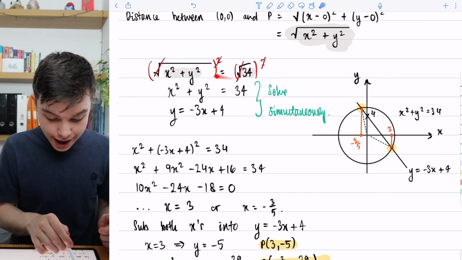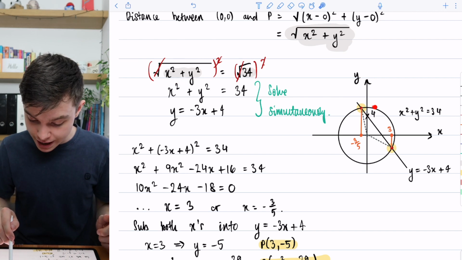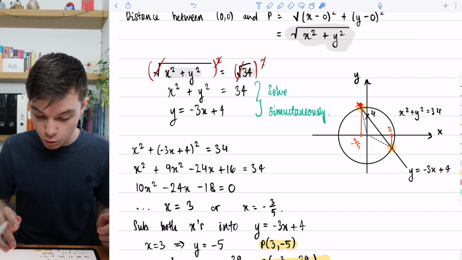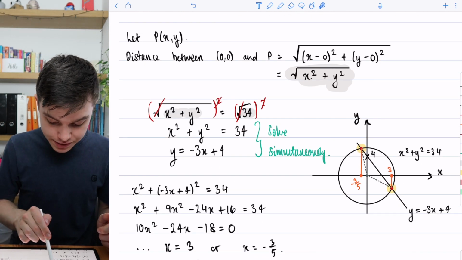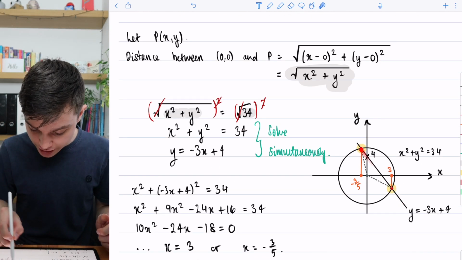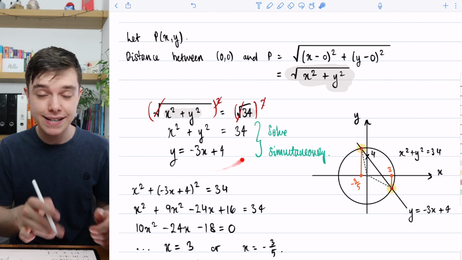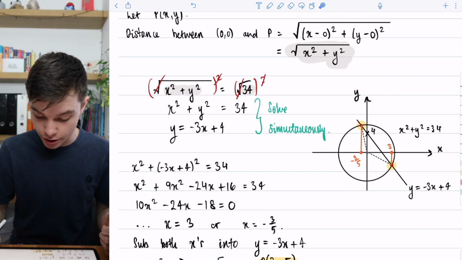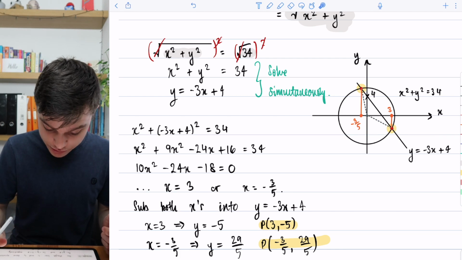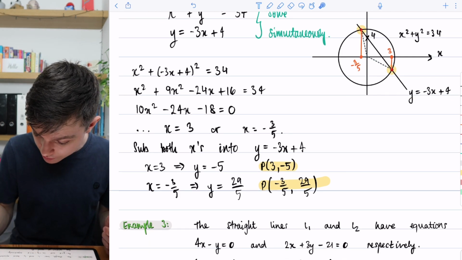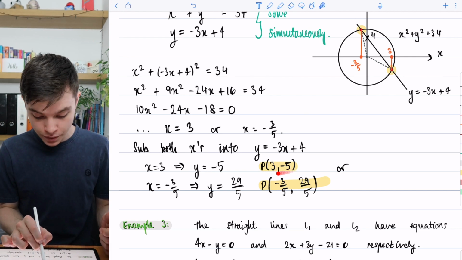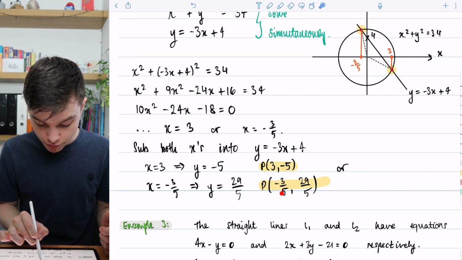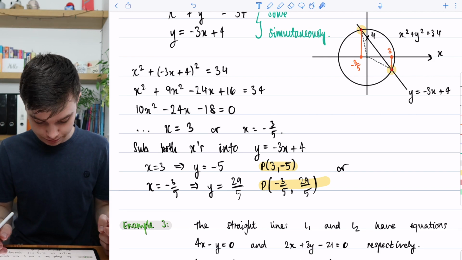Then we got an equation of a circle. We can say P can be anywhere along this circle because it works for it to be the distance root 34 from the origin. But we want it to still be on this straight line, so we need to solve them simultaneously to work out the intersection points. That gives me two values, so P is either this or the other one. So it's either 3 minus 5 or minus 3 over 5, 29 over 5.